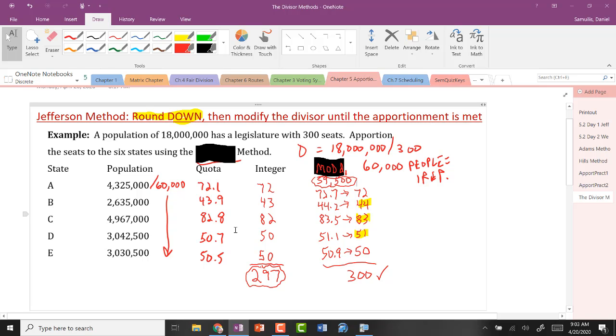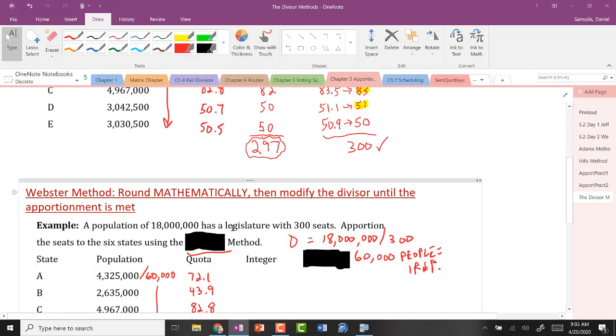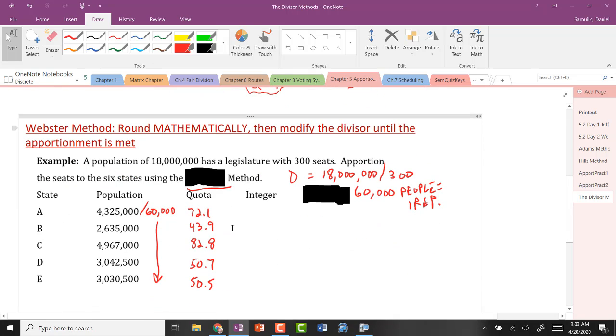Now let's look at 2 other characters that lived the same time as Jefferson, and these were bounced around. Webster said, well, what are we doing this silly rounding for? We're mathematicians. Let's round mathematically. Let's look at the initial quota. Look at those decimal parts, what they call fractional parts, and just round mathematically. And then maybe we'll end up hitting something right on the dot, maybe not. But if we don't, then we're going to modify the divisor.